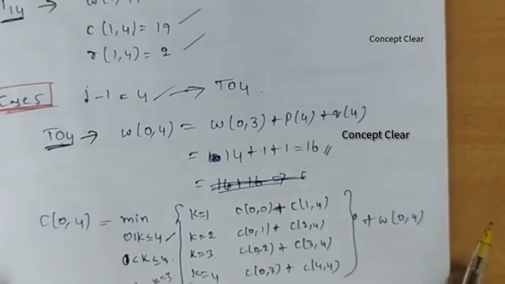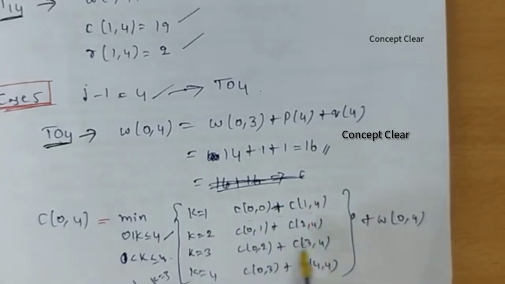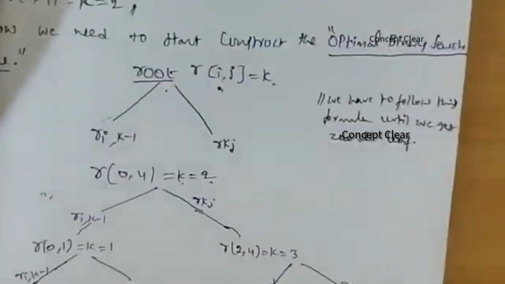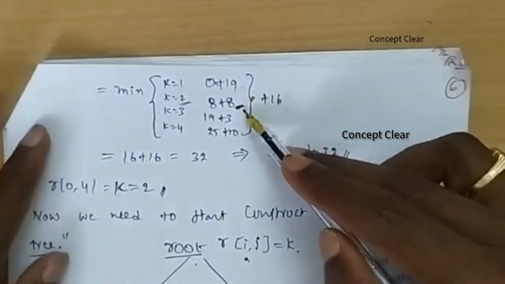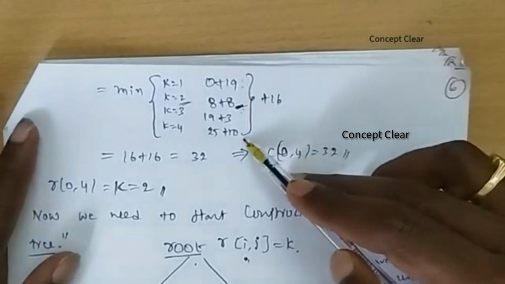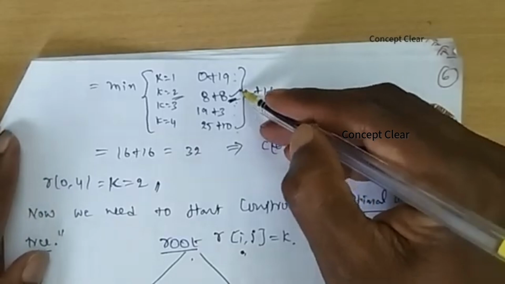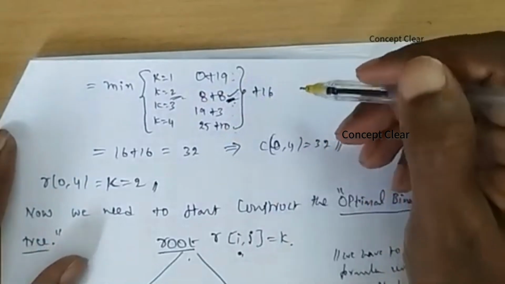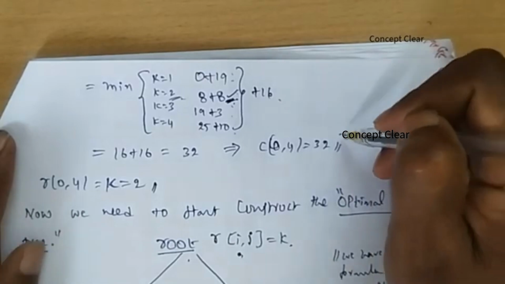If you implement these 4 terms, what is the K value 1, K value 2, K value 3, K value 4? For every term we have to calculate like this. We will get the final result 19, 18, sorry, 19, 16, 21, 35. Among these 4 values, which one is the least value? 16 is the least value. So what is the K value for this one? 2. Here also we have to consider the K value 2. So here 16 plus 16 equals 32. C value is equal to 32.